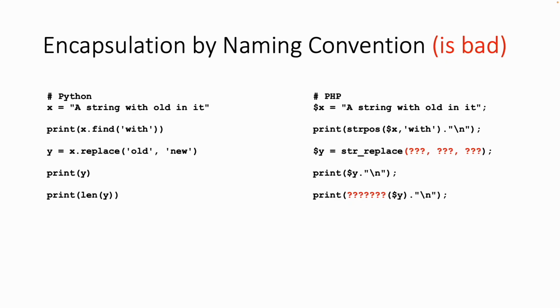Let's take a look at a little bit of Python and some equivalent PHP. You'll see that a naming convention seems tempting, but it's not necessarily a great idea. In Python we say x equals a string. We call x.find with the first parameter being the thing we're looking for. Then we have y equals x.replace old new, where the first parameter is the old string and the second parameter is the new string. And then we say how long this thing is. Everything's very consistent.